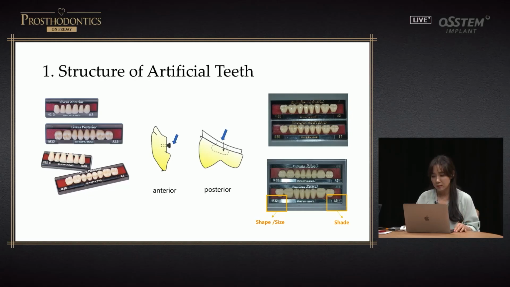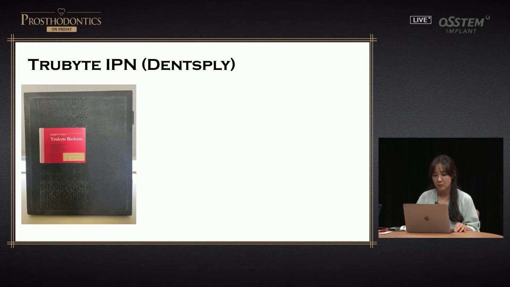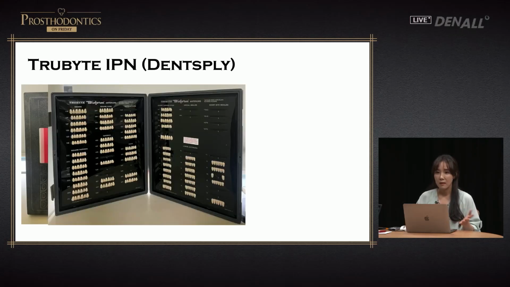Acrylic resin teeth used to be used, with a low resistance to wear. So it is for temporary teeth, and for final teeth, hard resin is used. Let me introduce IPN artificial teeth from Dentply, with higher resistance to wear using high cross-linked polymer.